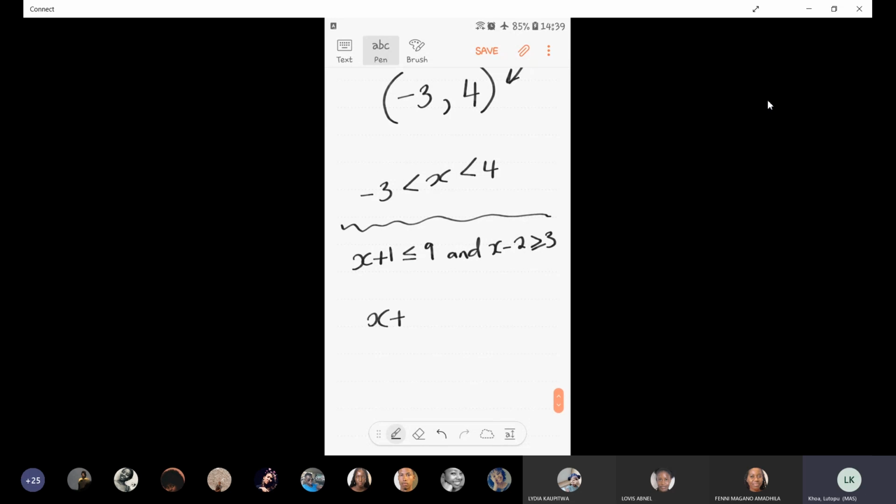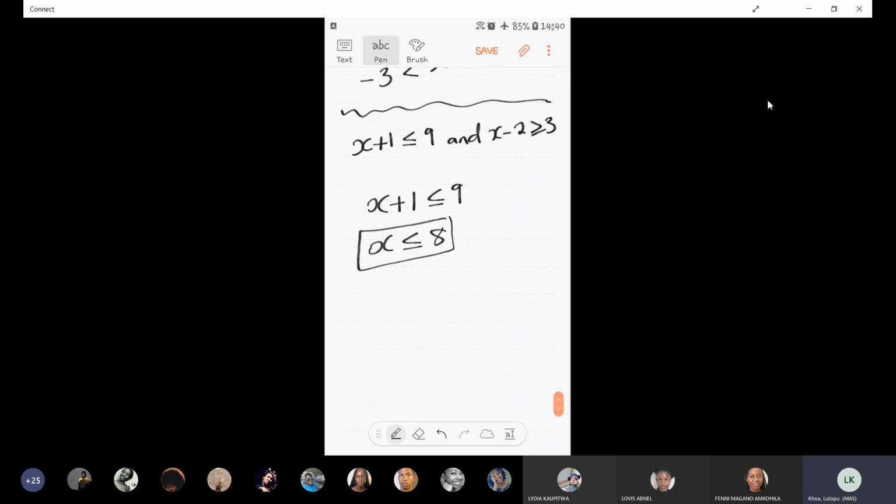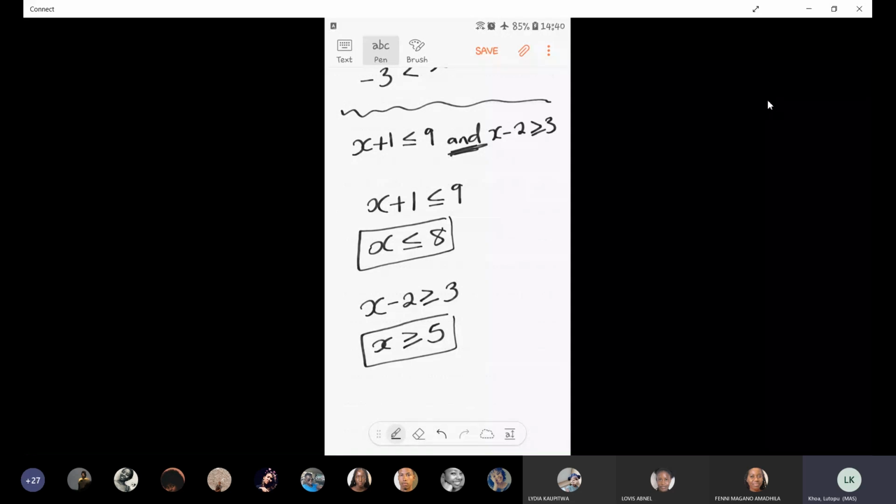So x plus 1 is less than or equal to 9. This means that x is less than or equal to 8. So that is the first one. Then for the second one, I have x minus 2 is greater than or equal to 3. This means that x is greater than or equal to 5. So here, these two are connected by an and. So that means when I look up and I'm standing on the number line, I must see two lines above me.